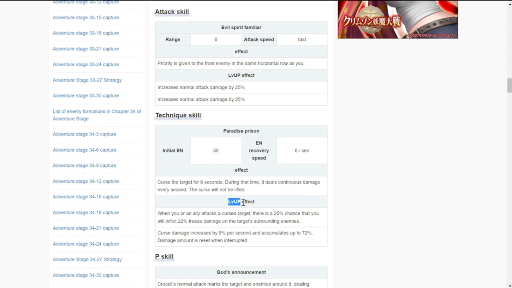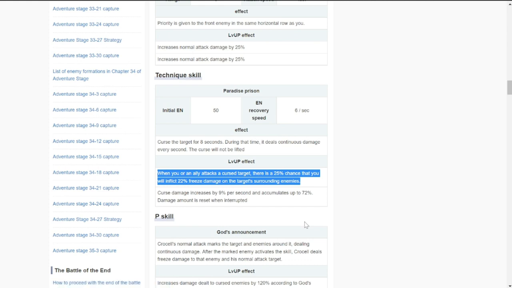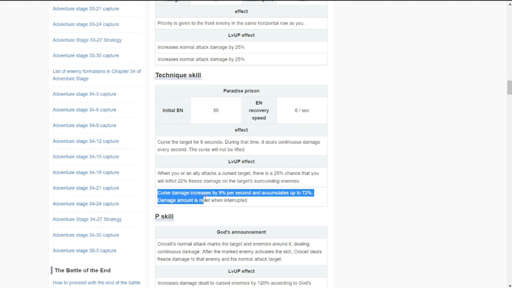If you want to level up this one, when you or an ally attacks a cursed unit, there's a 25% chance that you will inflict a 22% freeze damage on the target's surrounding enemies. So this is going to be good. She's going to be more used for crowd control. And at level 3, curse damage increases by 9% per second and accumulates up to 72%. Damage amount is reset when interrupted.